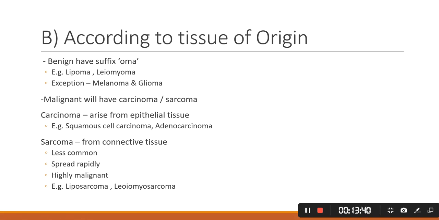What are the examples? Lipoma is a benign tumor of the fat, whereas liposarcoma is a malignant tumor of the fat. Leiomyoma is a benign tumor of the smooth muscle cells, whereas leiomyosarcoma is a malignant tumor of the smooth muscle cells of the uterus.